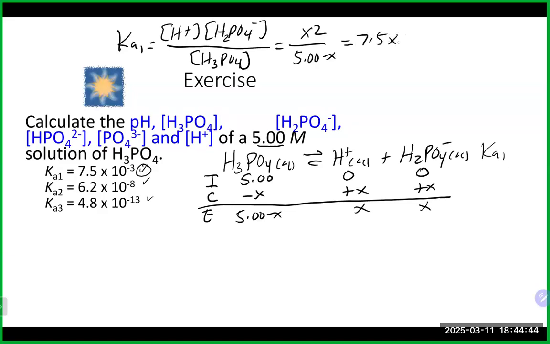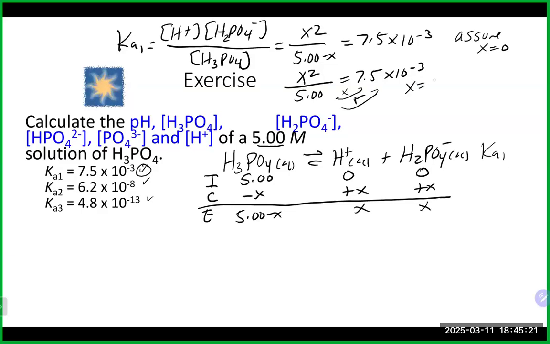equals our Ka1 value, 7.5 times 10 to the minus 3. I'm going to assume that x is approximately 0 in this case, and that will give me x squared divided by 5 equals 7.5 times 10 to the minus 3. So that's going to get me 5 times 7.5 times 10 to the minus 3. Then the square root of that. And that's going to give me an x value. Again, we are multiplying, then square rooting. An x value of 0.194. We do want to check it.